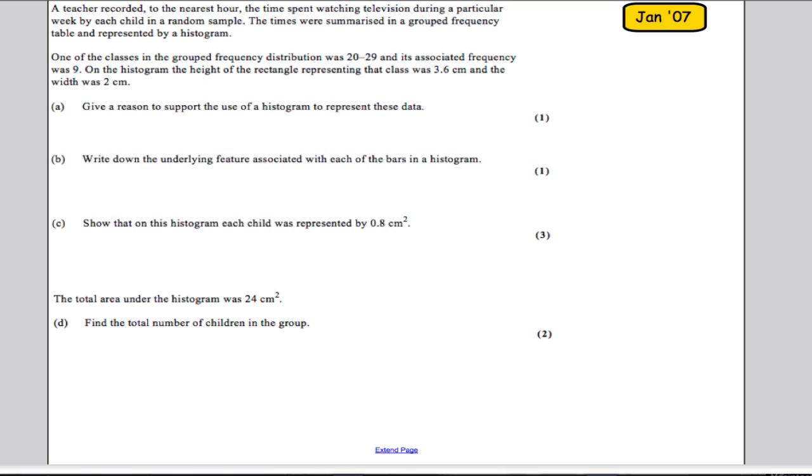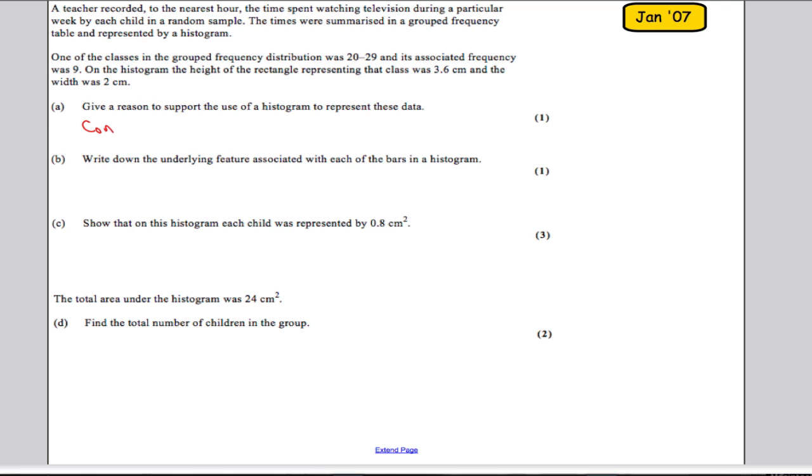A teacher recorded to the nearest hour the time spent watching television during a particular week by each child in a random sample. The times were summarized in a grouped frequency table and represented by a histogram. One of the classes in the grouped frequency distribution was 20 to 29, and its associated frequency was 9. On the histogram, the height of the rectangle representing that class was 3.6 centimeters and the width was 2 centimeters. Part A. Give a reason to support the use of a histogram to represent this data.